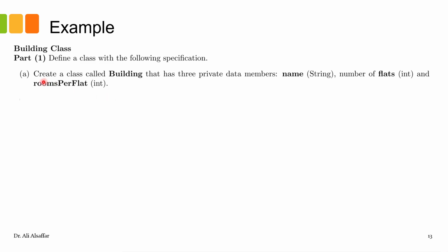First, it says we have to create a class called building. So this is the name of the class that has 3 private data members. So we know that we have 3 data members and all of them are private. The first one is a string for name. The second one is an integer for number of flats of this building. And the third one will be an integer for rooms per flat. Let us first write the class definition for this part, and we will continue for the other parts.